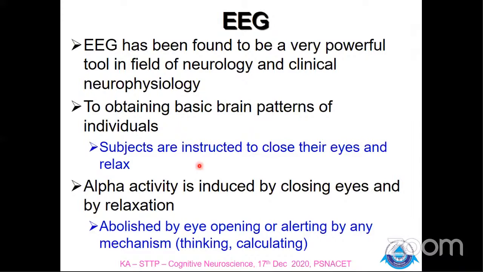So EEG, I told you, EEG is a very powerful tool in the field of neurological and clinical neurophysiology to obtain the basic pattern of the individual. I want the basic pattern of EEG. Tell that person to close the eyes and relax. Relax, not thinking. Close and relax. That is nice. At that time your alpha activities appear. So alpha activity is induced by closing the eyes and relaxed time. Whenever the person opens the eyes, alpha activity disappears. It moves on to theta or beta depending on the person. In a stressful condition it is theta. In an active condition, beta is dominant. That is nice. So if you want the basic pattern, tell the person to close the eyes and relax.